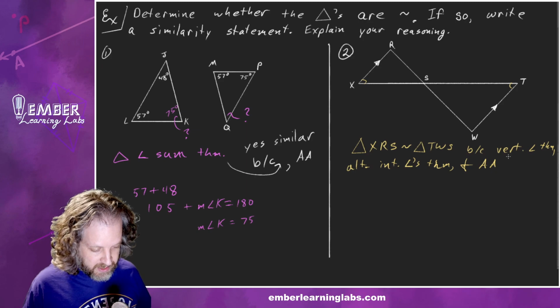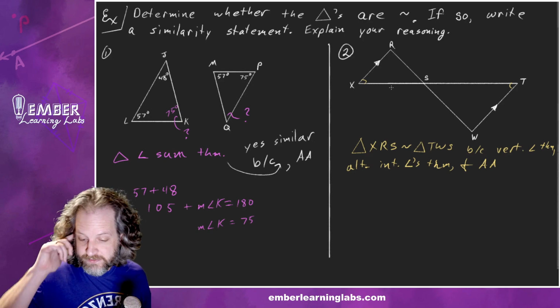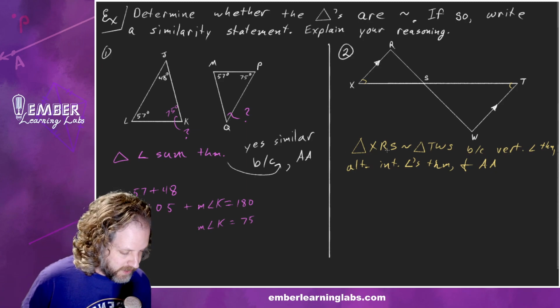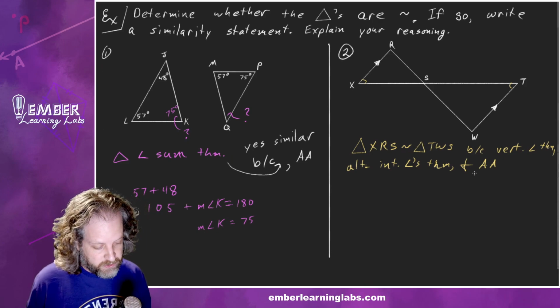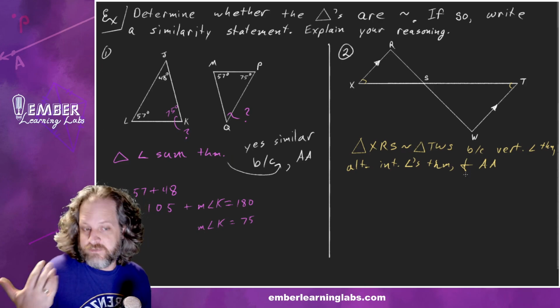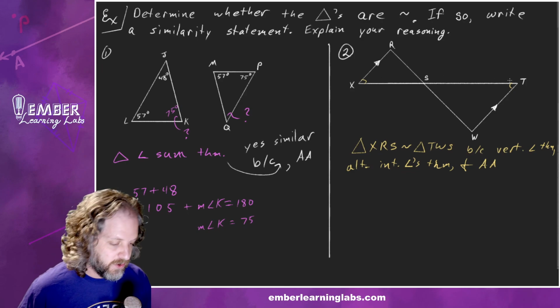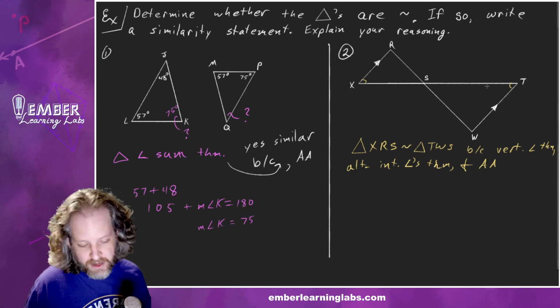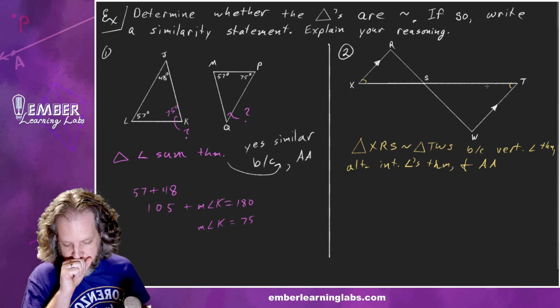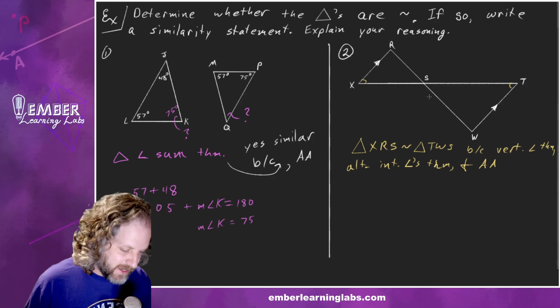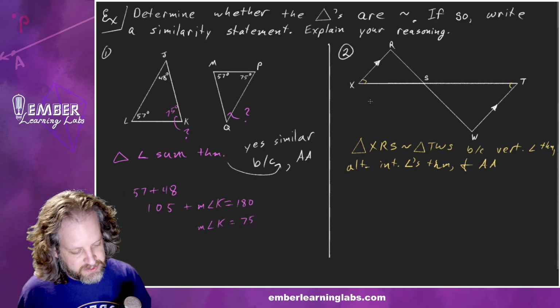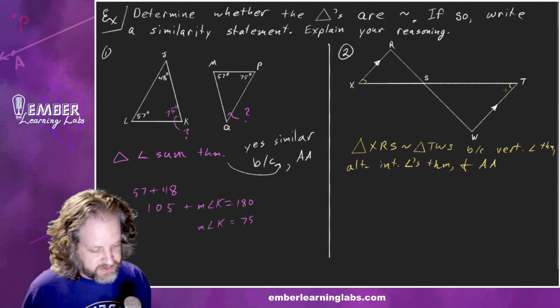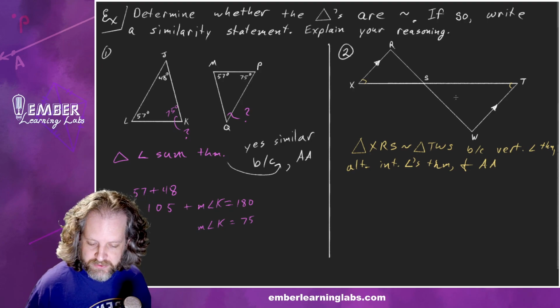We could say that angle X is congruent to angle T because of the alternate interior angles theorem. We could say that angle RSX is congruent to angle WST because of the vertical angles theorem.